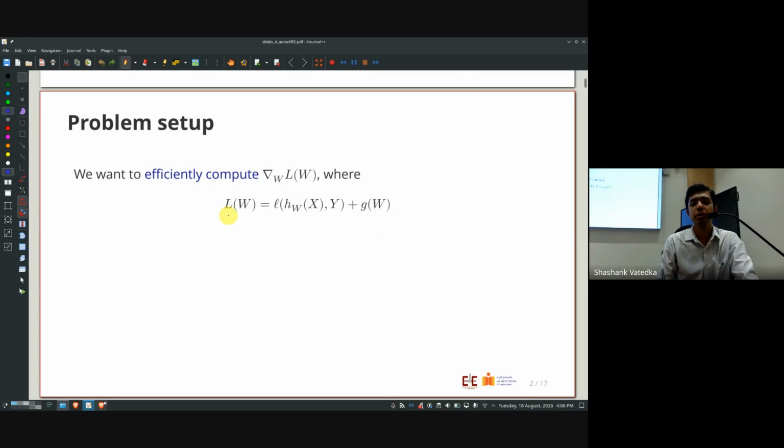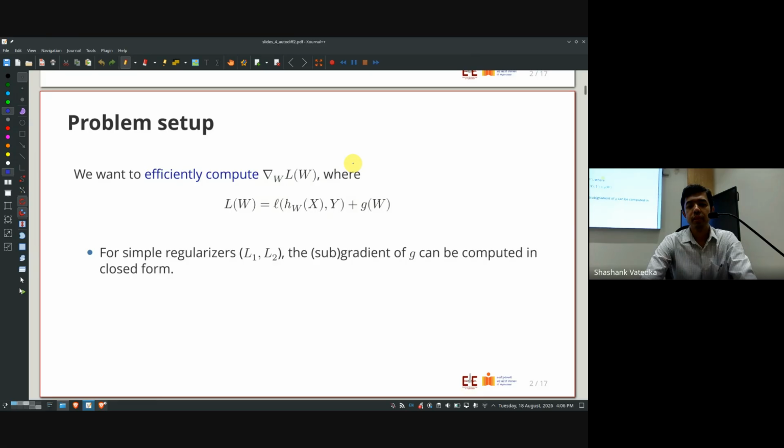Typically, what you want is to minimize the regularized empirical risk, and that boils down to finding the gradient of the loss on one particular sample plus a regularization term. The goal is to find the gradient of this function with respect to W. Typically, the regularizer is easy to differentiate, and you have closed form expressions for the gradient. But the main challenge is finding the gradient of the loss L for one particular sample with respect to W. That is what requires a little more work.